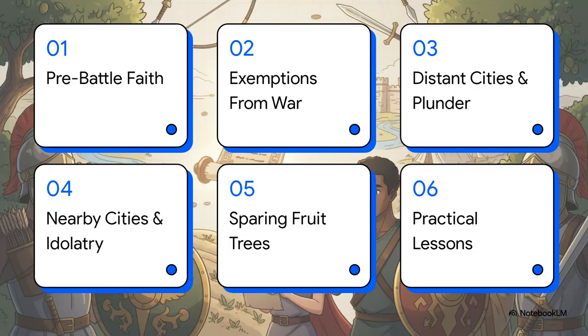All right, here is our agenda for today. We have 6 main stops. Number 1, context and pre-battle faith. Number 2, the 4 exemptions from war. Number 3, distant cities and plunder. Number 4, nearby cities and idolatry. Number 5, sparing the fruit trees. And finally, number 6, practical lessons and recap.